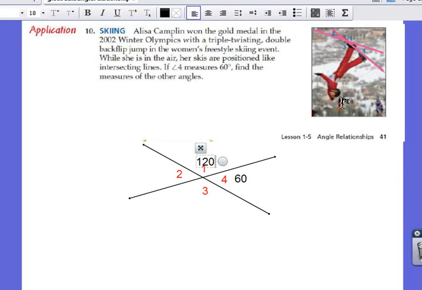120 goes here. How did I get that? Real simple. 180 minus 60 has to be 120. 120 plus 60 is 180. To set up the equation, it'd just be angle 1 plus angle 4 equals 180, and then substitute 60 for angle 4. And then when you do that, you're going to see on your paper the measure of angle 1 plus 60 degrees is equal to 180, and you just subtract 60 from both sides and you get 120.